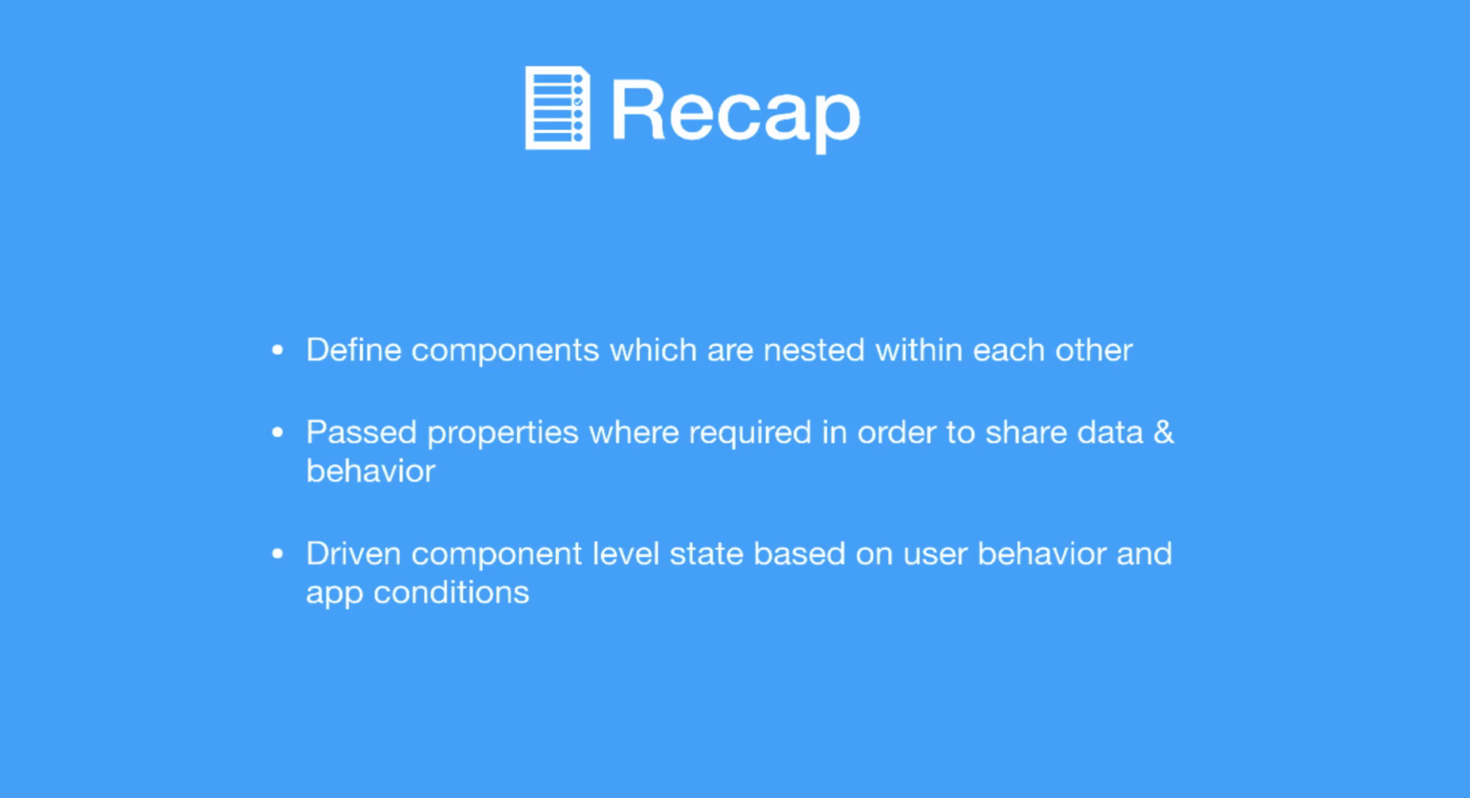Let's recap what we've done so far. We defined some components which are nested within each other. Counter has many descendants. We've also passed properties where required in order to share data and behavior. Namely, this is count and the function onIncrement within the counter component. Lastly, we've driven component level state based on user behavior and app conditions. Specifically, the counter component, if the user incremented within that component, its background was blue. The same was true for the great-grandchild.